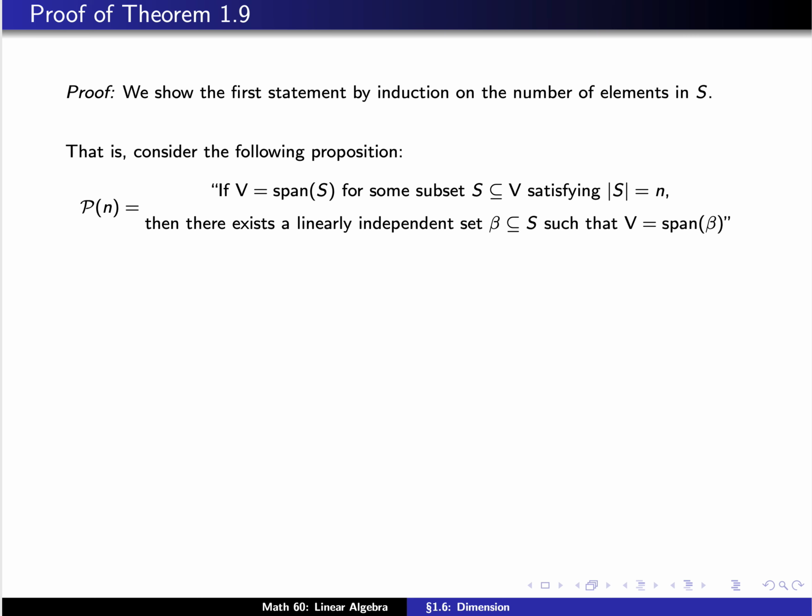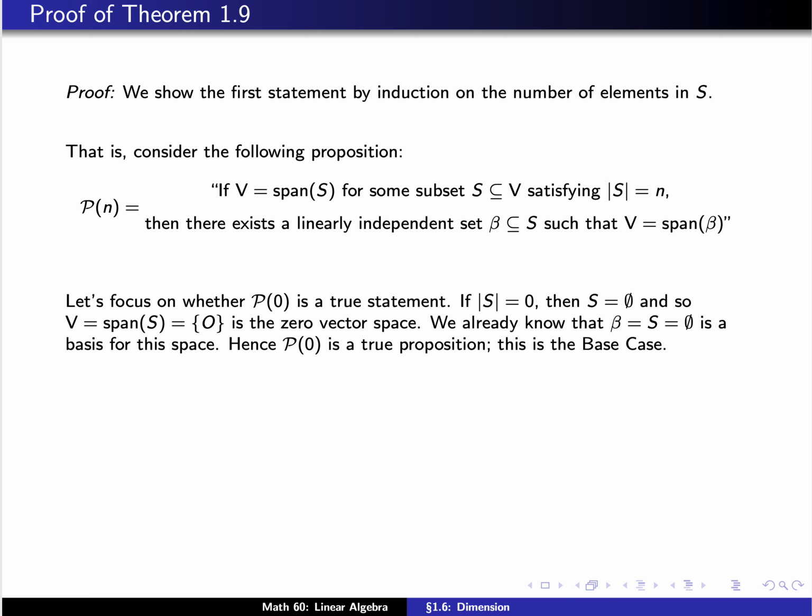The way to think of this is as follows. We can start with an S that spans V, but S may not be a linearly independent set. The idea is that we'll want to remove the quote-unquote bad vectors from S until we whittle down to a set beta that is linearly independent and hence a basis. This will be how the proof will go. You'll see that we can start to remove the vectors one by one until we arrive at what we want.